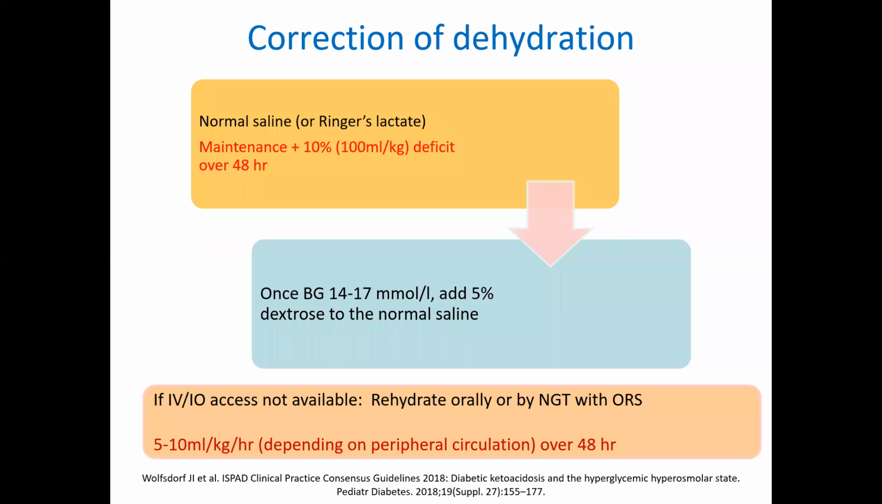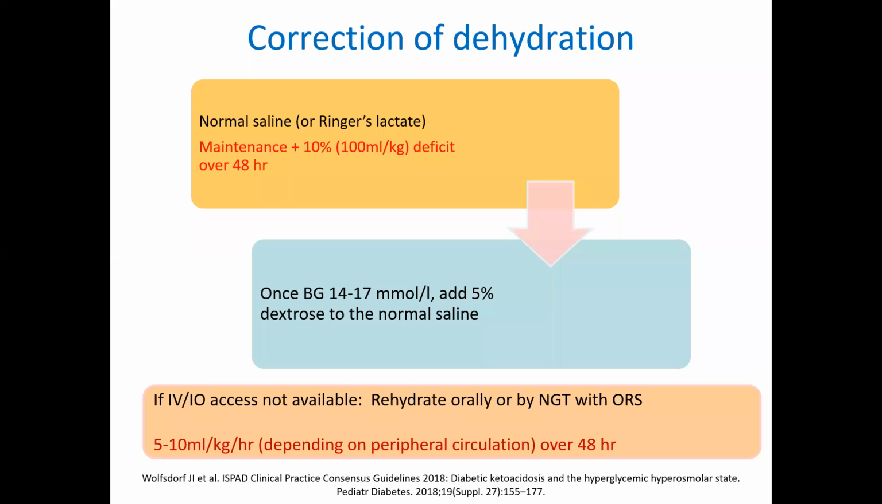Now, this deficit is supposed to be corrected over 48 hours, okay? So for our patient who was 14 kgs, you can calculate the maintenance using the Holliday-Segar formula: 100 mils per kg for the first 10 kg, followed by 50 mils per kg for the next 10 kg, and then 20 mils per kg for every kilo above 20 kg, okay? Or you can even use reference charts that already have the maintenance calculated, like the basic pediatric protocols. And then you calculate your 10% deficit.